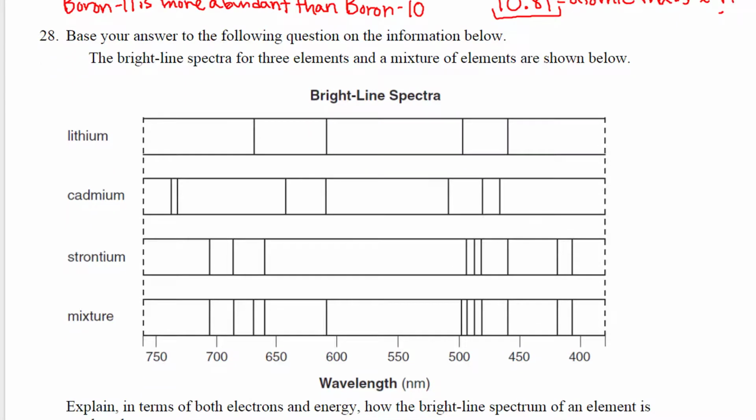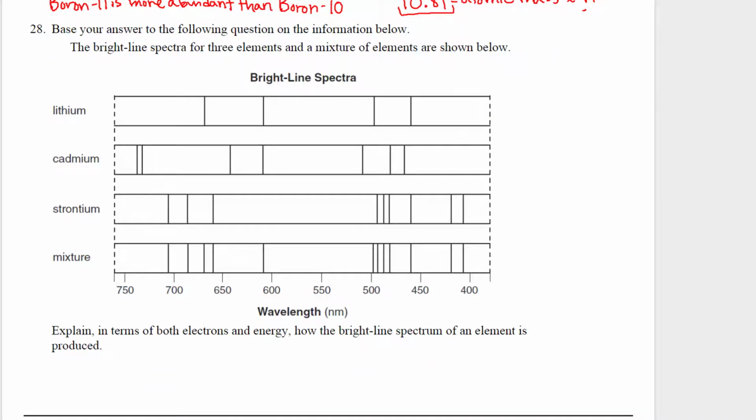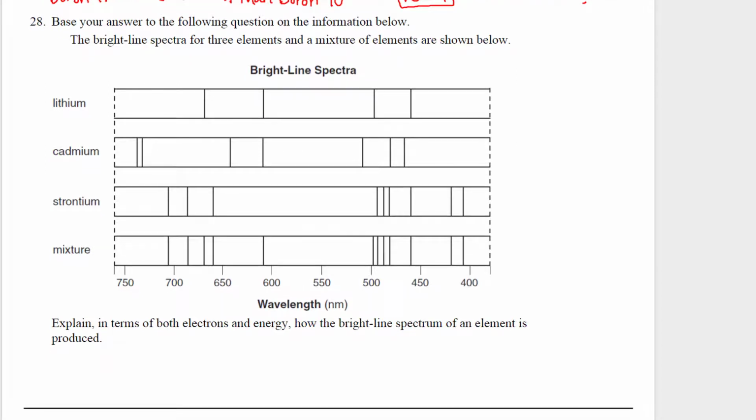Question 28. Base your answer to the following question on the information below. The bright line spectra for 3 elements and a mixture of elements are shown below. Explain, in terms of both electrons and energy, how the bright line spectrum of an element is produced. So your answer needs to mention both electrons and energy. I'll give you a few minutes to come up with your answer.